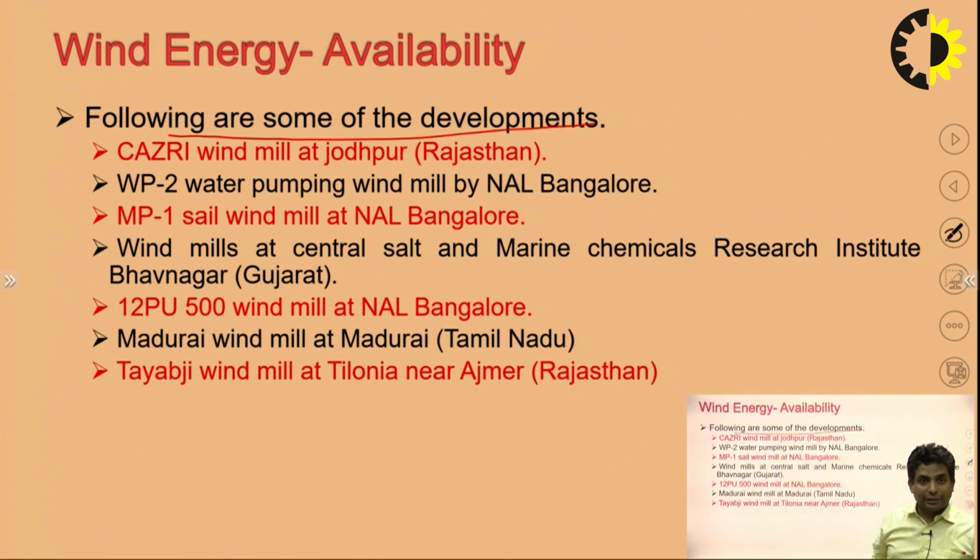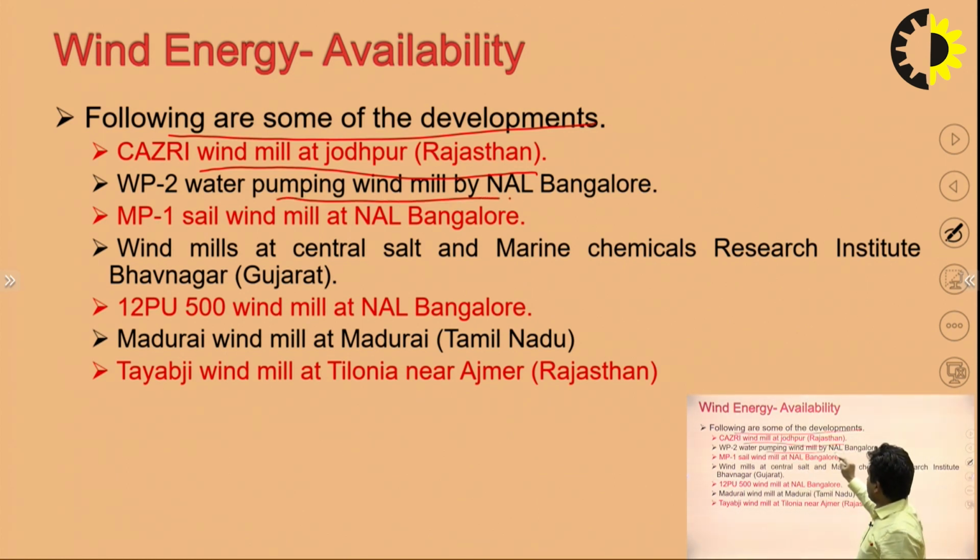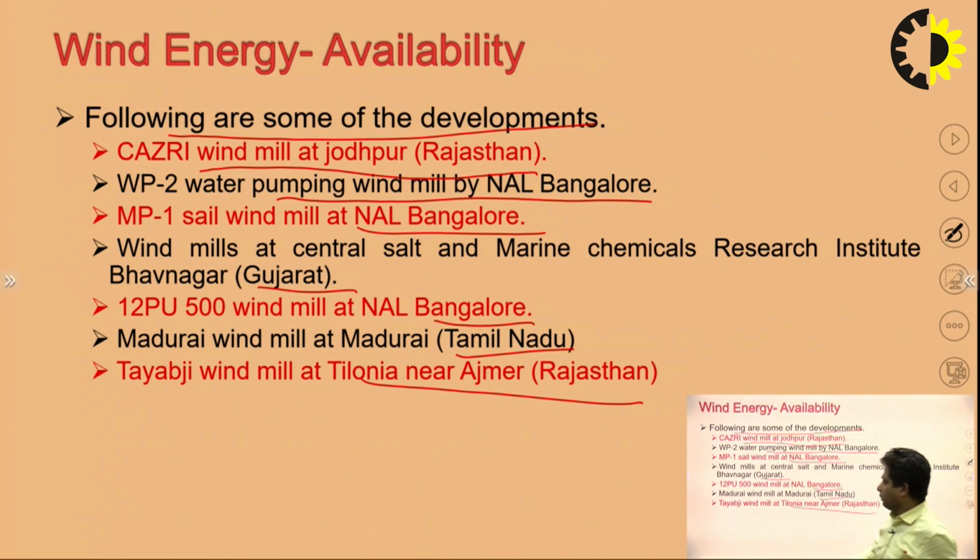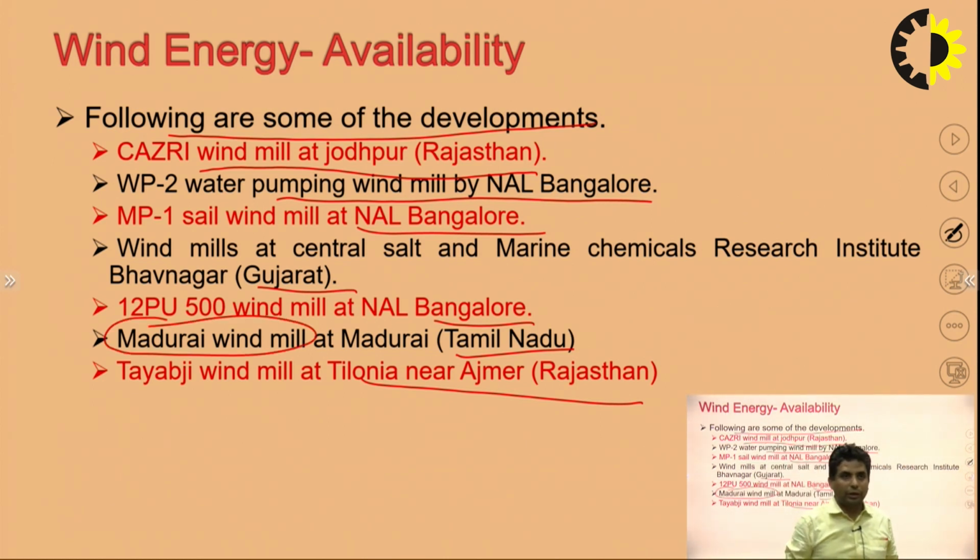We have seen the state-wise energy generation. So these are the important windmills or developments situated in India: Kazri windmill at Jodhpur, Rajasthan; water pumping windmills in Bangalore, Gujarat, Tamil Nadu and Rajasthan. So these are the names of the windmills which are situated and developed by the government.